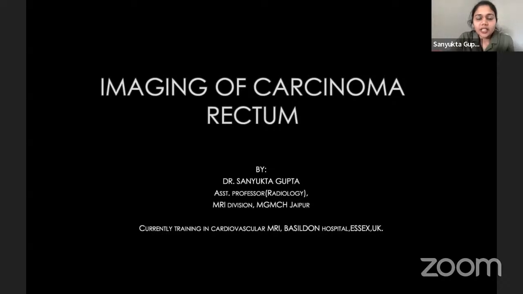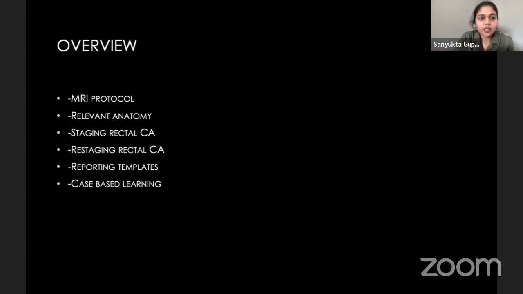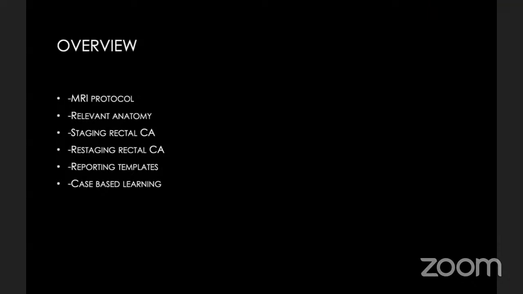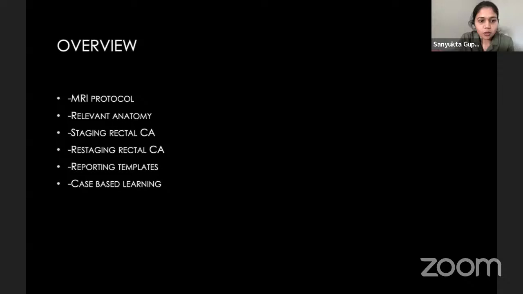So we're talking about the imaging aspects of carcinoma rectum. And being a radiologist, I'll be talking about just an overview. I'll be first talking about the MRI protocol. When can the clinician send a person for an MRI if he's suspecting a CA rectum? What is the relevant anatomy on MRI, and how to identify it? And how to stage the rectal CA, and the restaging of rectal CA post NACT, which has also assumed a major role. The reporting templates we advise and we follow.